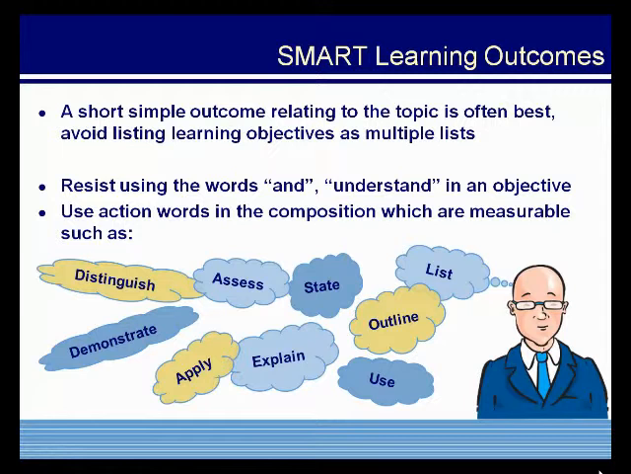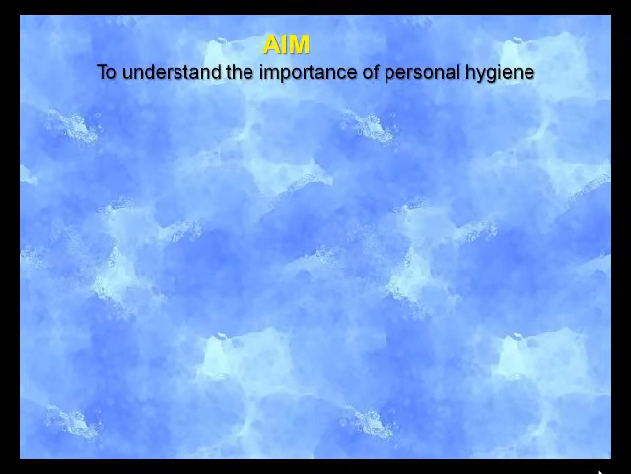Use action words, or what I call doing words, in a composition which are measurable, such as distinguish, demonstrate, assess, apply, state, explain, list, outline, use, number, identify, and the list can go on. Here is an example of an aim and some learning outcomes from one of my slides. So the aim, which is a general purpose of intent: to understand the importance of personal hygiene.